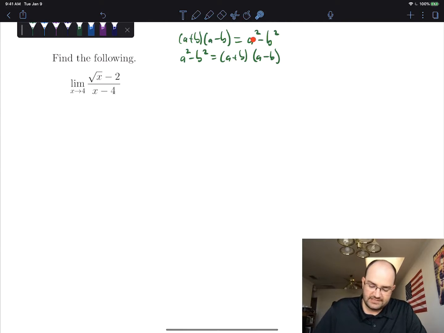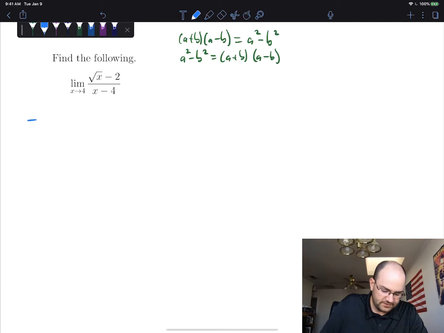Now, notice that a squared is the square of the first of each of those terms, and the b squared is the square of the second of those terms. And then we have a minus sign in between because we have a plus b and a minus b. Same thing is happening here, just in the reverse order. So I want to look at this in two different ways. First, I want to look at this in terms of using the product of conjugates to give you a difference of two squares in order to get rid of the square root in the numerator.